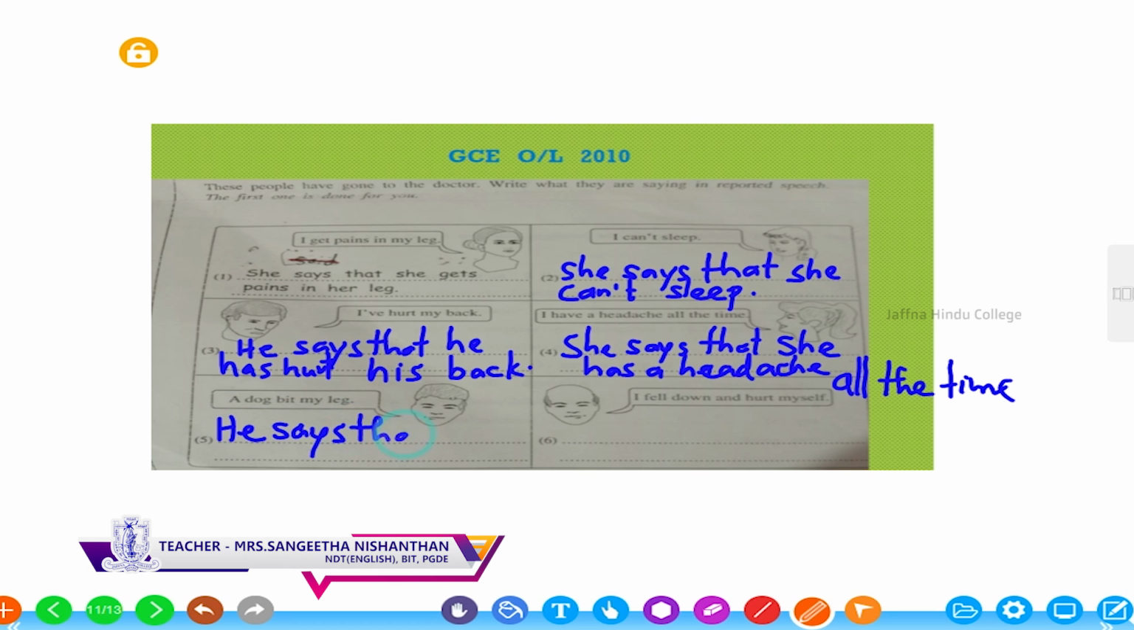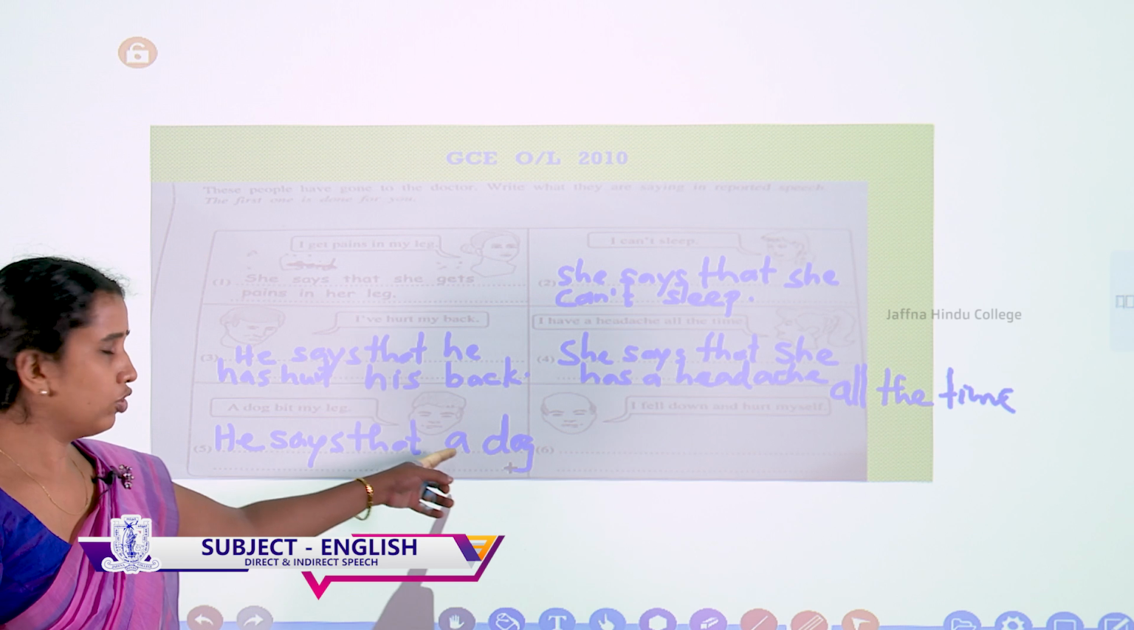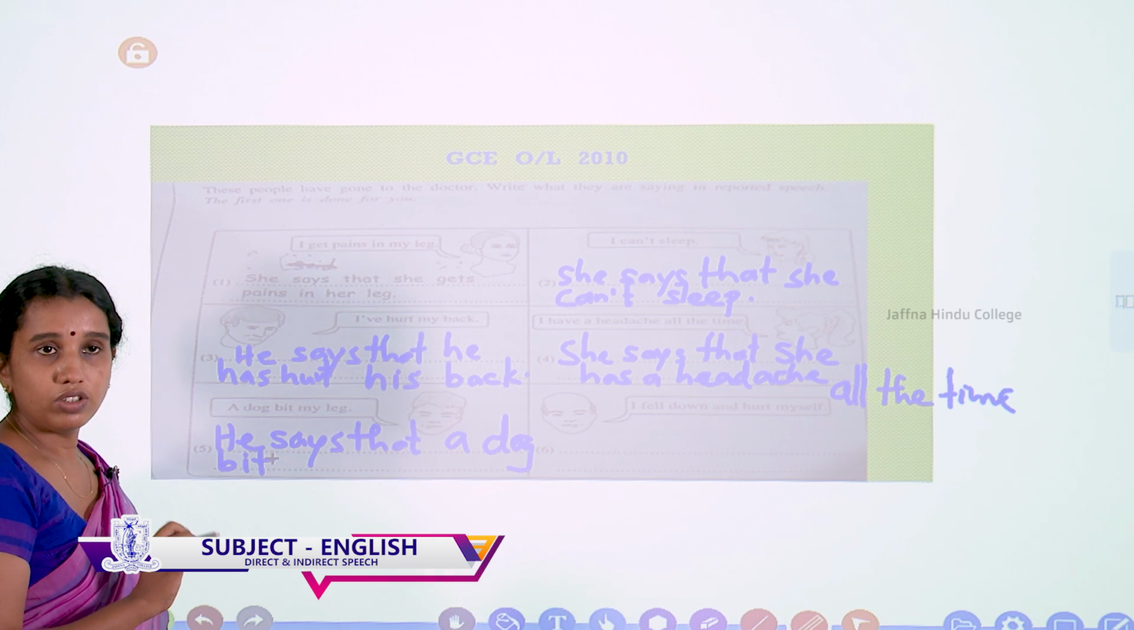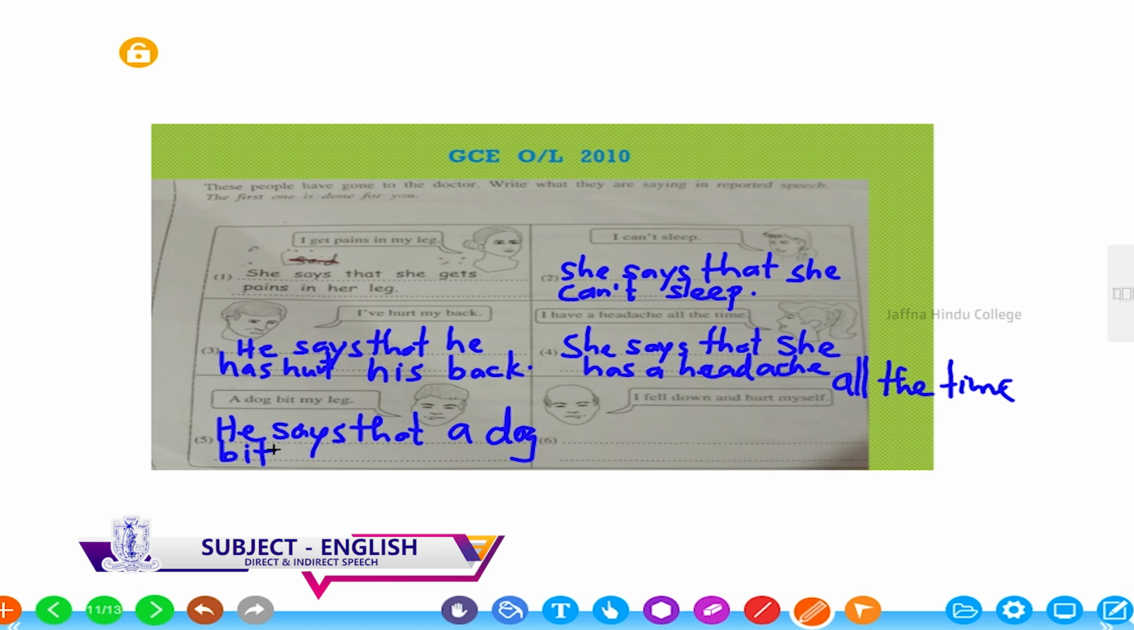And the fifth one, the man says that a dog, the first letter should be changed into small one. A dog, it is in past tense, so it should remain in the past tense. We should not change it into past perfect. A dog bit my leg changes into his leg.